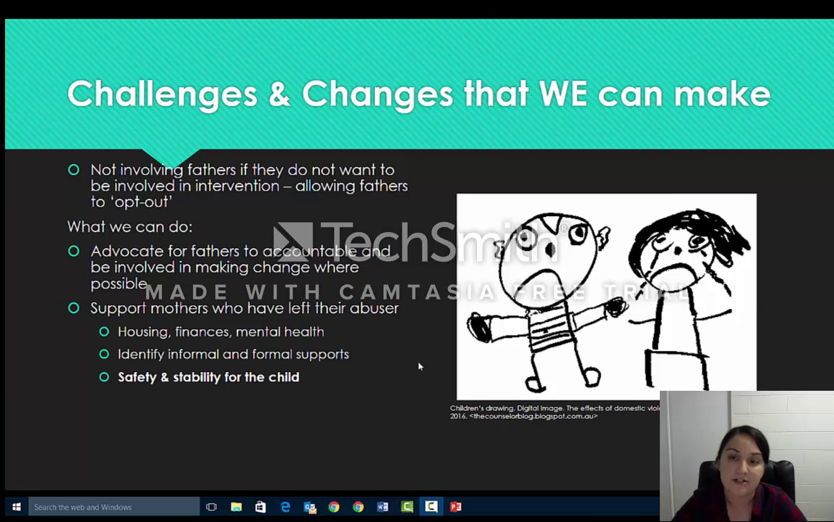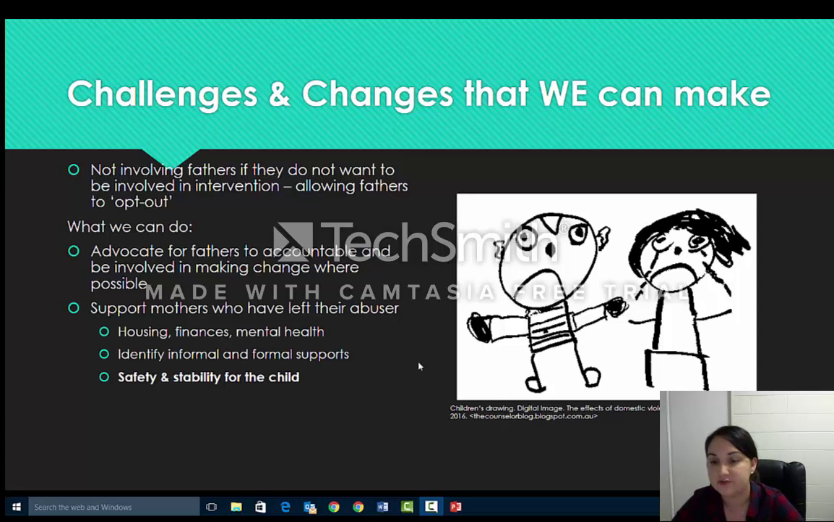Some further challenges include not involving fathers if they do not want to be involved in the intervention, which ultimately allows fathers to opt out and avoid accountability, as well as the challenges around trying to support mothers to have their children in their care in order to build attachment again. This can be particularly challenging due to housing and financial difficulties, as women who may have been dependent on their partner may be isolated from informal supports and have to rebuild their lives in independence.